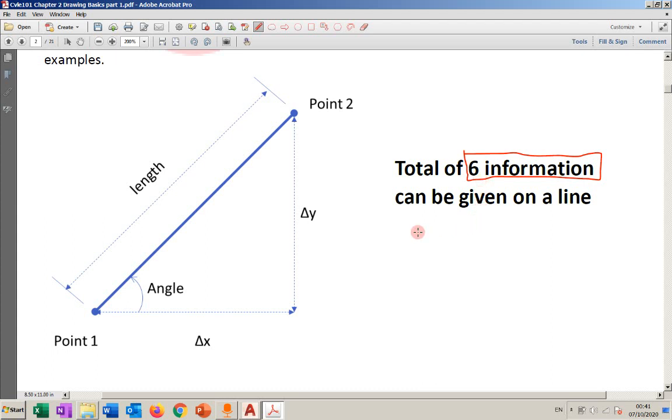Now, what is the information we have? To draw a line, when using a hand, we start with a point and we end at a point, yes? Thus we call them 2 points. So 2 points are the information. Point 1, this is point 1, this is point 2.